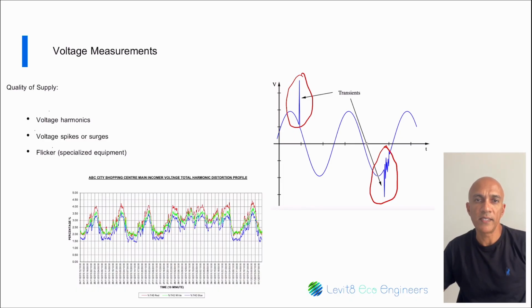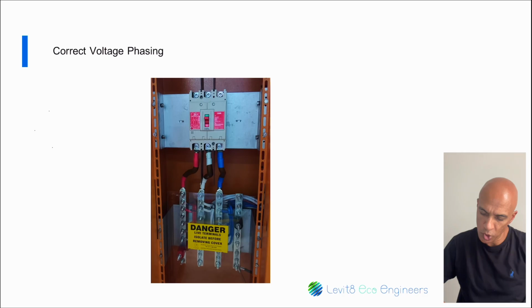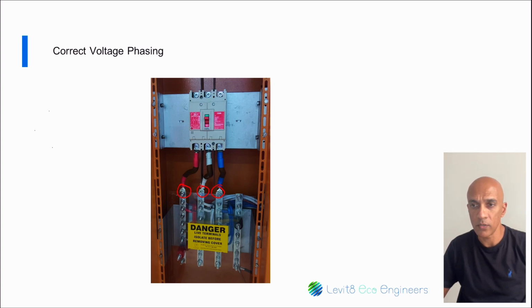So the correct phasing is very important when you are measuring. By correct phasing, we mean ensure that your A phase is connected there, your B phase is there, and your C phase is connected there, because it's going to give you a proper vector diagram. When measuring any of the above parameters, all you need is correct phasing of your voltage connections. Once that is done, setting your measurement limits is absolutely essential.